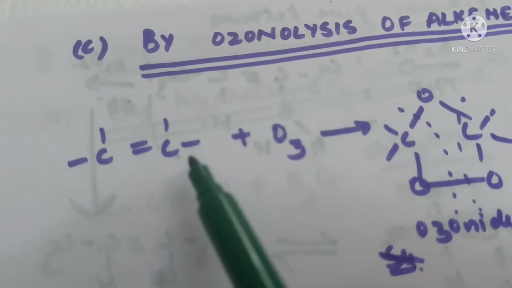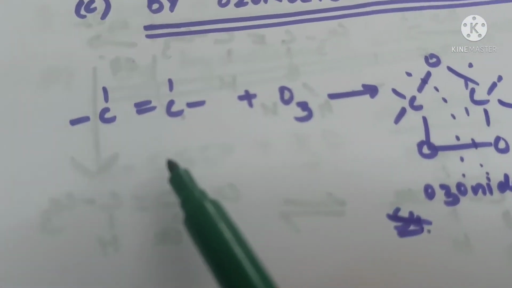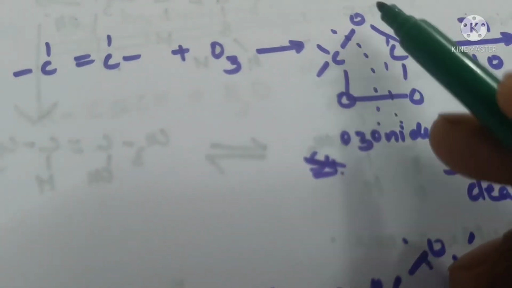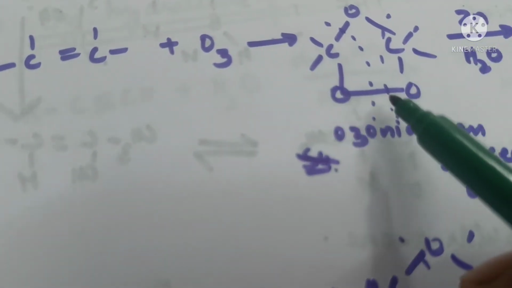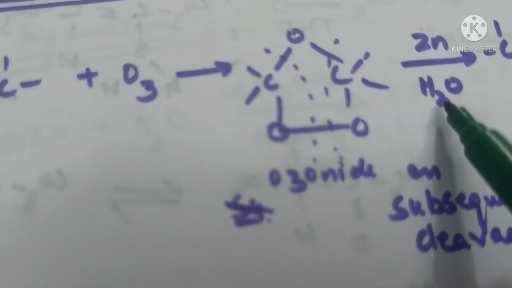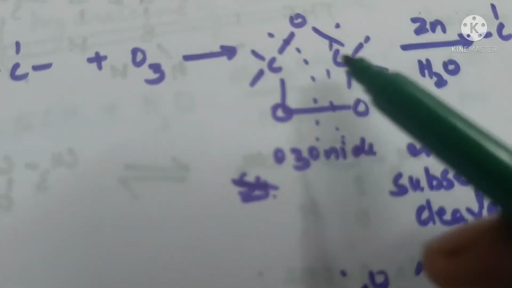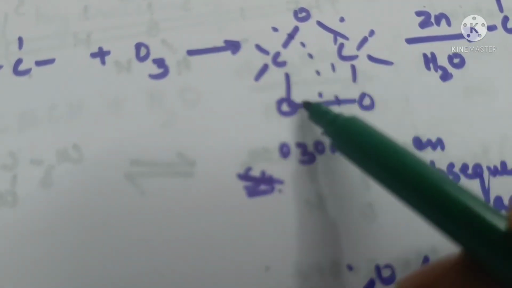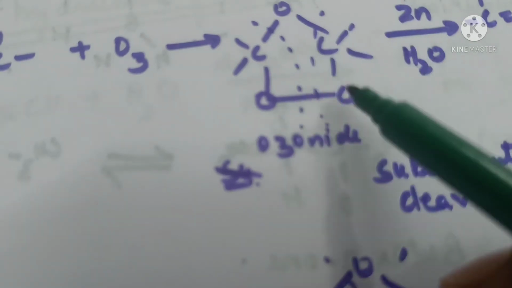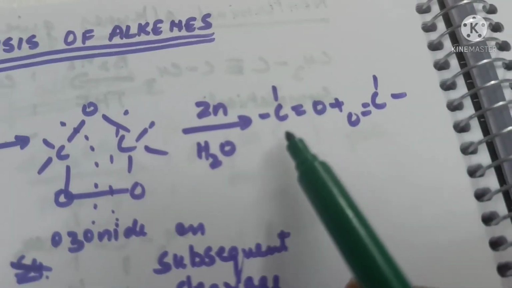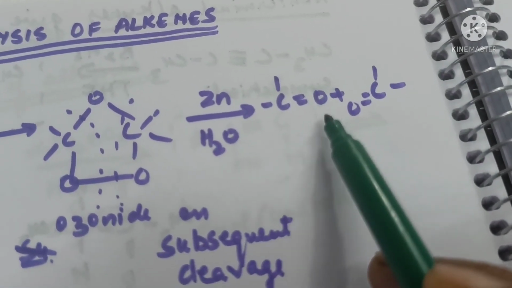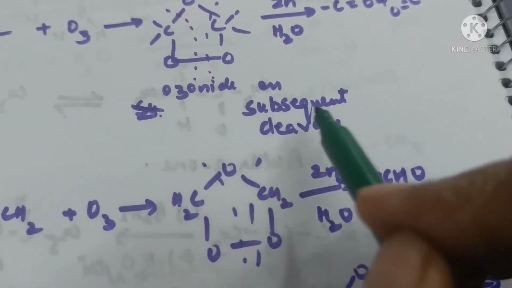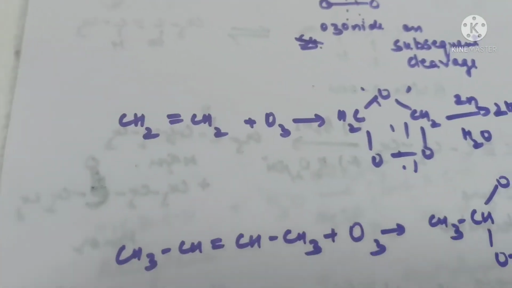For a double bond containing compound, when we add ozone to it, both the bonds will be broken and ozone will be added in this manner. Then when we heat it with zinc dust and water, homolytic cleavage occurs. So one electron from this bond and one electron from this bond will form double bond here. Similarly, a double bond will be formed here. So we get two compounds with double bond oxygen. And ozonide on subsequent cleavage will form either aldehyde or ketone.